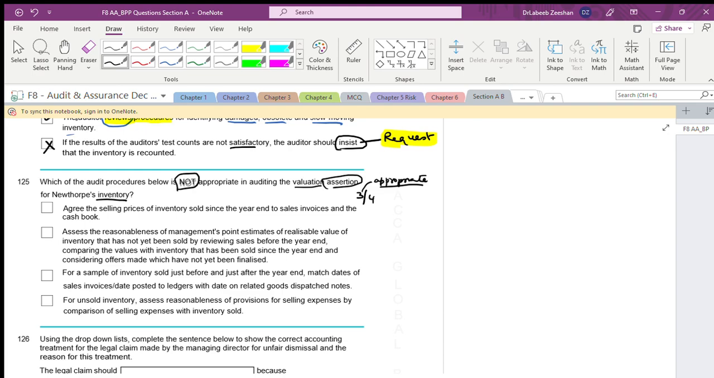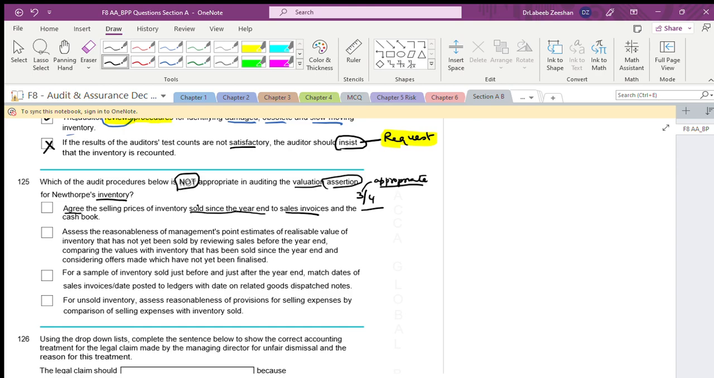Is it relevant? Means which is not relevant. We have to agree the selling prices of inventory sold since the year end with the sales invoices. Definitely you have to agree. It is one of the valuation assertions of inventory. You are agreeing the selling prices of inventory which has been sold with the sales invoices.